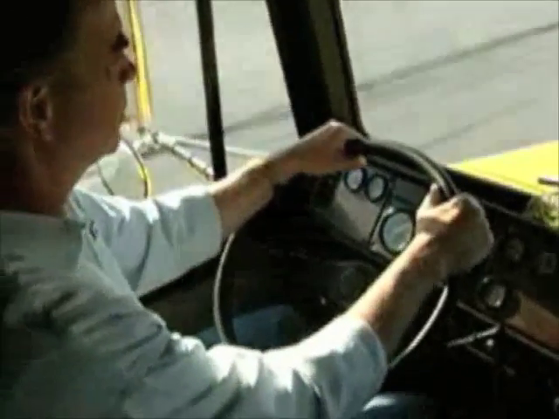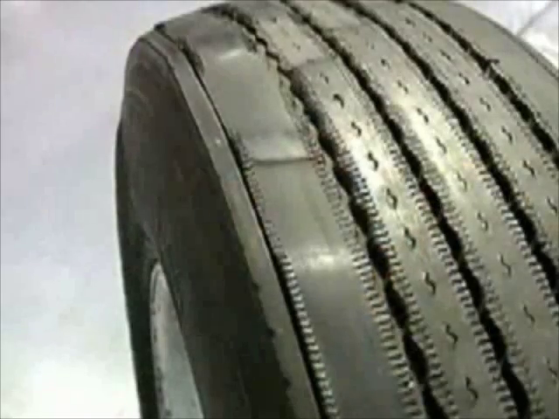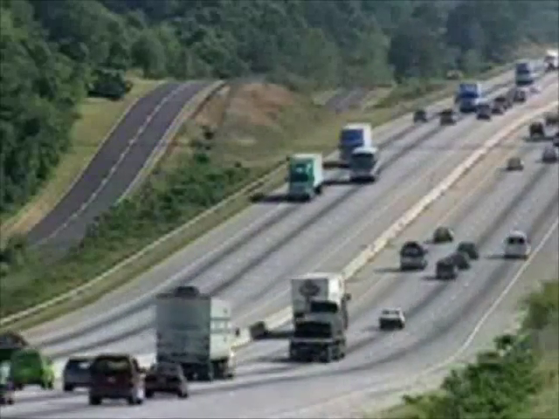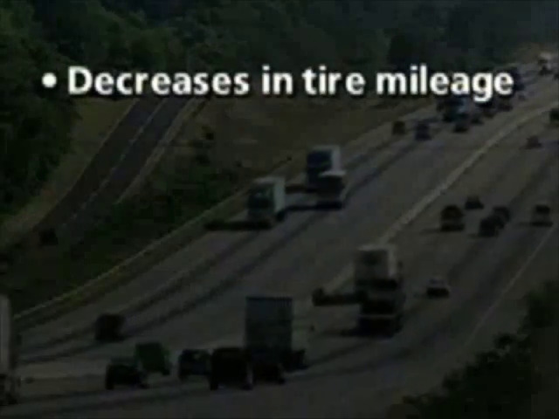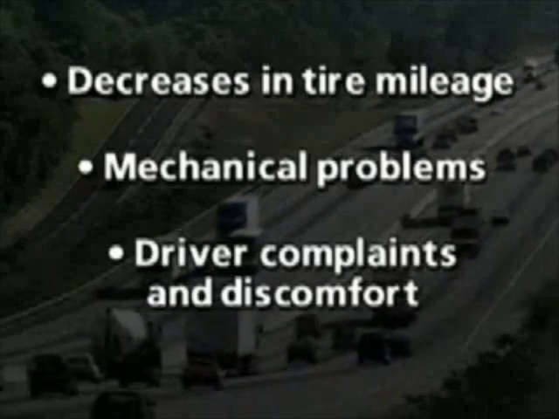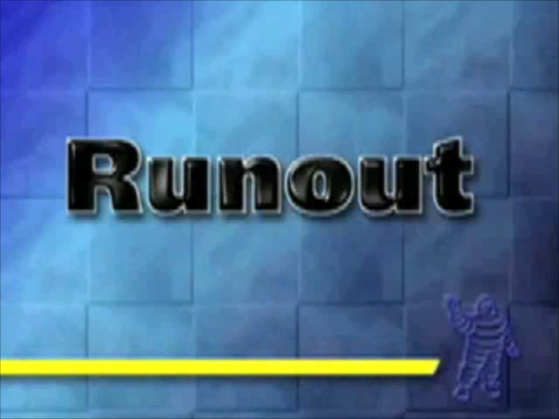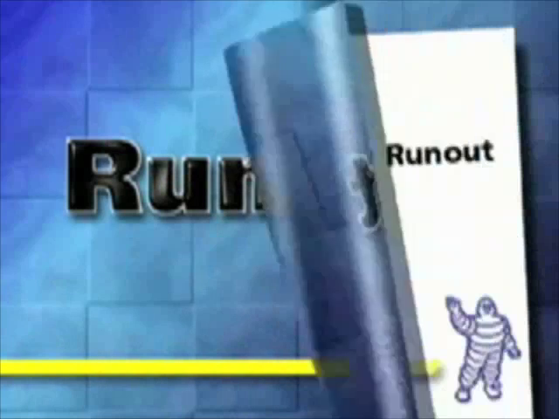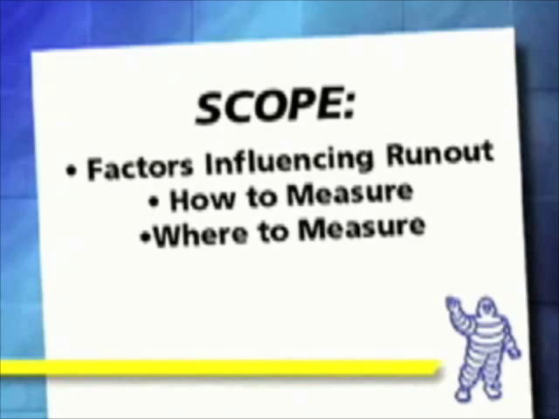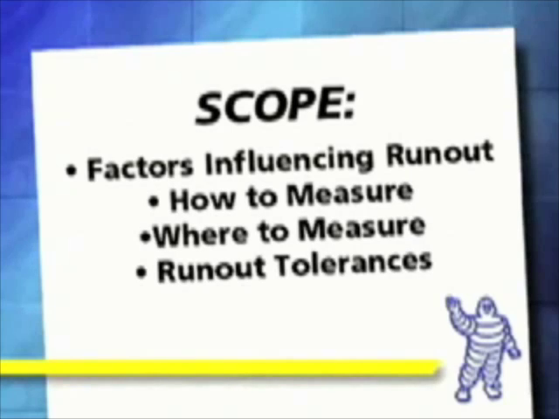Vehicle vibration and irregular tire wear can be caused by rotating assemblies that are out of balance and are not running true. This out-of-balance state can contribute to increased operating costs, including decreases in tire mileage, mechanical problems, and driver complaints or discomfort. This Michelin service video will cover the subject of runout, including the factors that can influence runout, how and where to measure the tire assembly for runout, and runout tolerances.